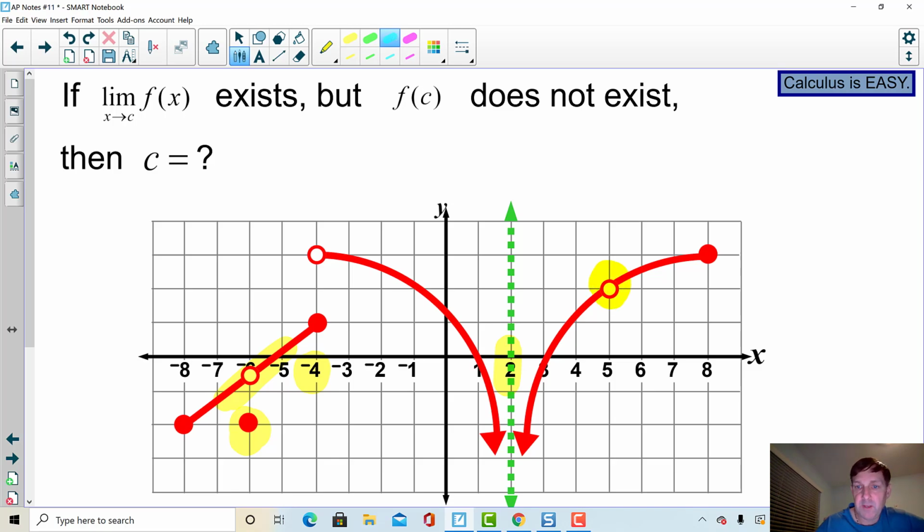But here's a good spot. When x is 5, you can see that the limit exists, but the function at that spot does not exist because there's no point there. So the c value is going to have to equal 5.